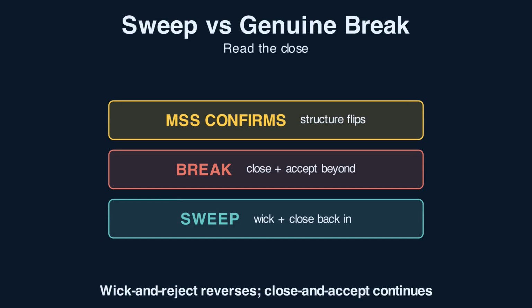Let's make the distinction unmistakable because your whole edge depends on it. A sweep pierces the level with a wick and then closes back inside. The stops were taken but the level held. A real break closes beyond the level and stays there, acceptance. If price sweeps the low, rejects, and then displaces up through a swing high, you have a market structure shift, a confirmed reversal. If it sweeps and simply keeps going with acceptance, it was continuation and you stand aside. Read the close, then read the structure.